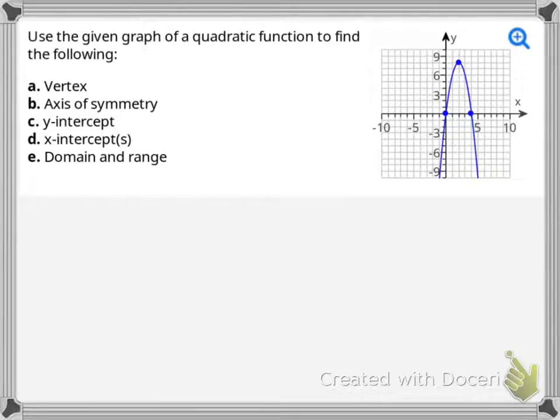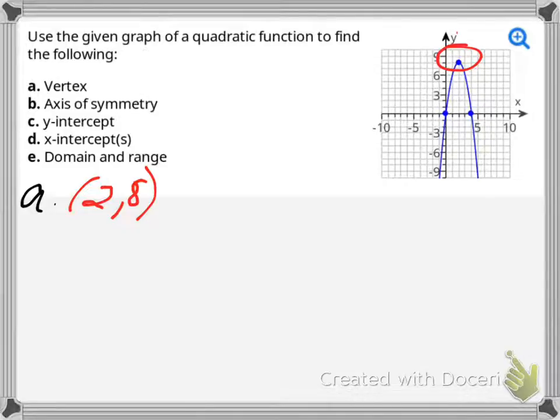The vertex of a quadratic function, or the parabola, is either going to be the maximum point or the minimum point, depending on whether it opens up or down. So in this instance, the vertex, the x value is 2, and the y value is 8. So it's the point (2, 8).